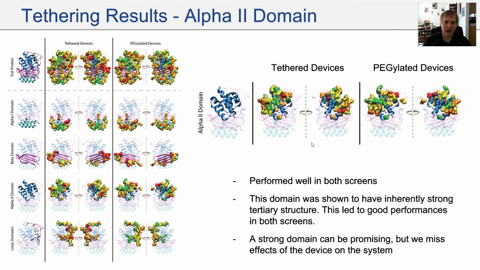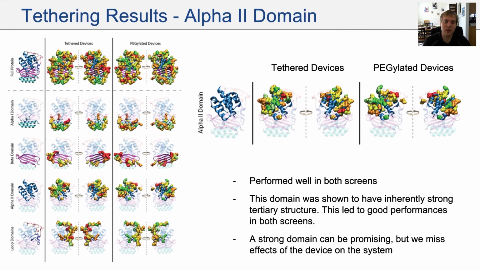Let's now look at the alpha-2 domain. This domain is the most stable domain as identified by the wild-type analysis. It is the largest domain of the protein and contains many good sites for functionalization in tethered and pegylated models. It was previously believed that when functionalizing in structured domains, the additional forces the device produces on the protein structure would break the core structures and an overall loss of activity would result.